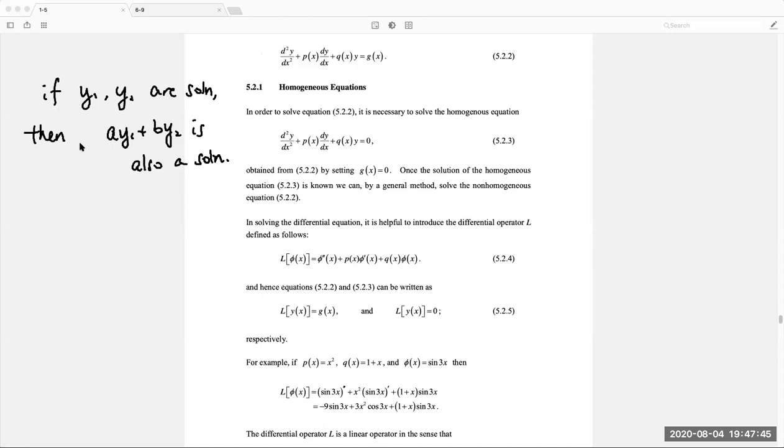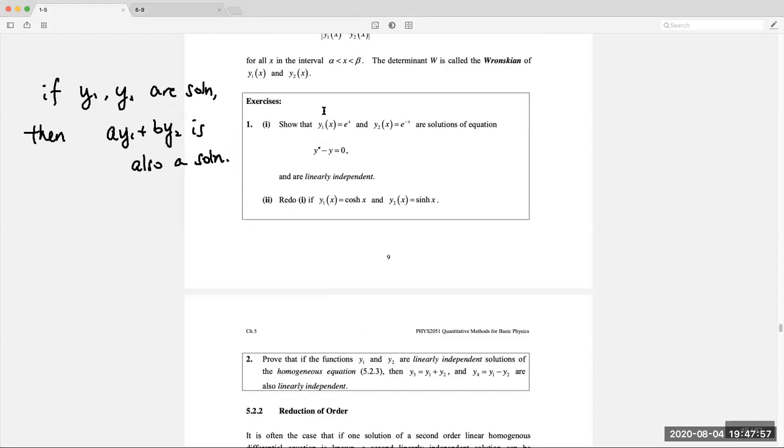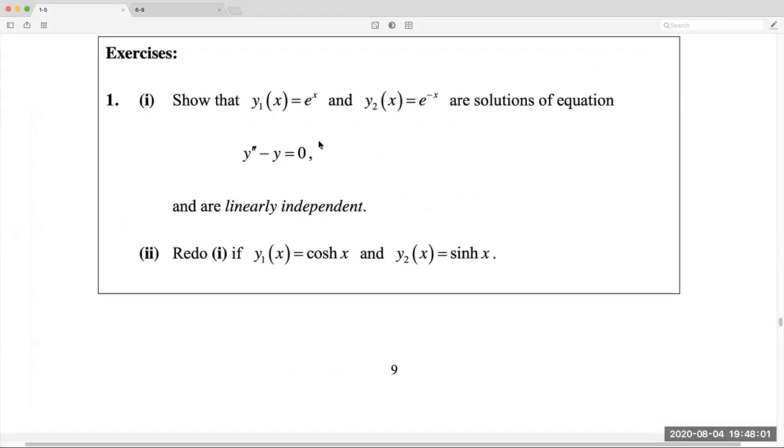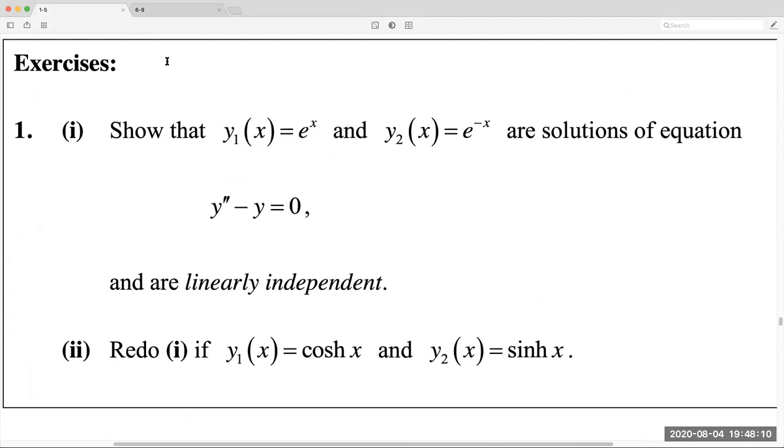So if it is obvious then I don't need to prove it. Yeah, it's pretty obvious. Okay, so we can skip the proof. Then let's have a look at this one. Show that this one and this one are also solutions of the equation, which are linearly independent.